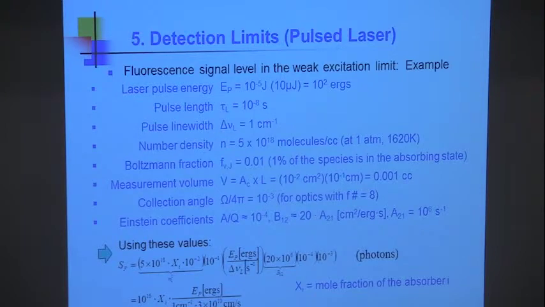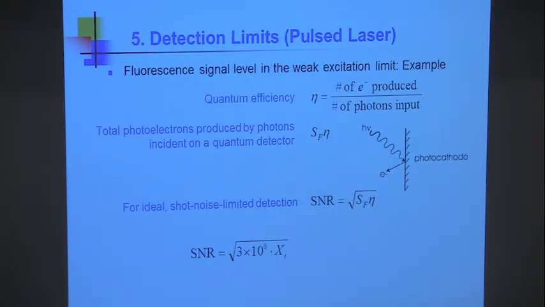When you get down at the bottom, you'll find that the fluorescence signal in photons, for the numbers that I've used, can be written in terms of the mole fraction, which is 3 times 10 to the 7th. Hold it. 10 microjoules, and I can detect 10 to the minus 7? That's why the analytical chemists got excited about this.